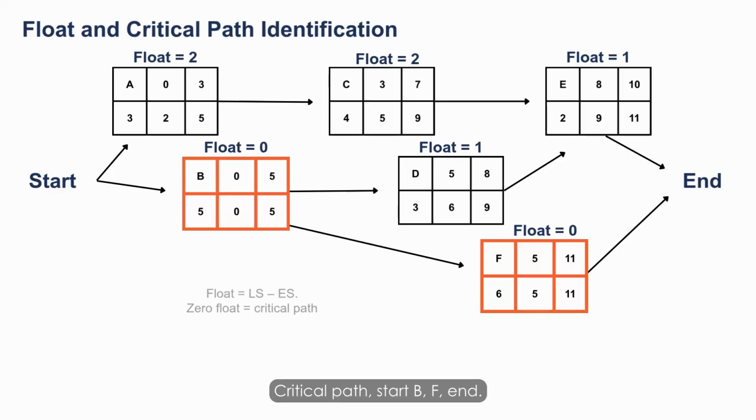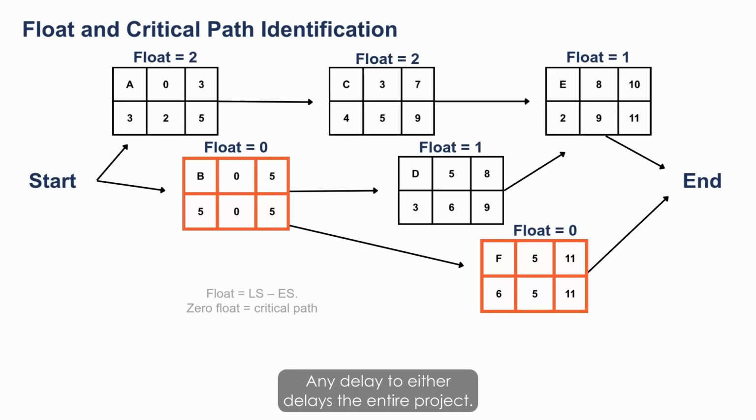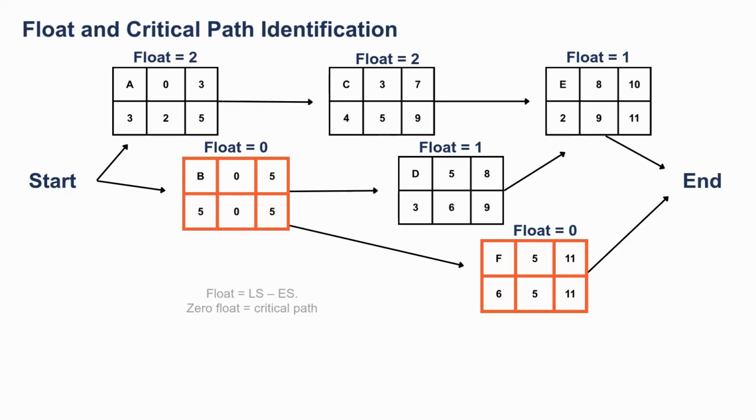Critical path: start, B, F, end, duration 11 days, confirmed. B and F have 0 float. Any delay to either delays the entire project.